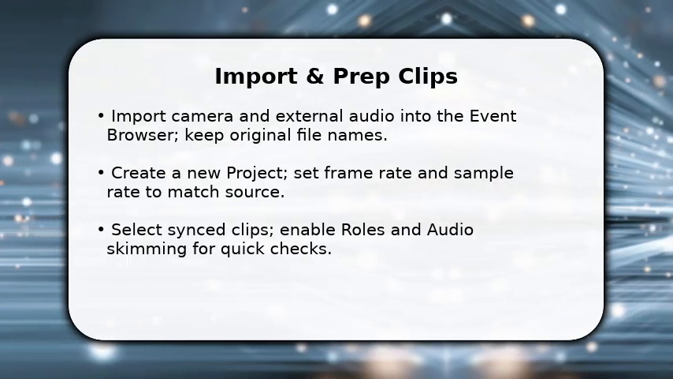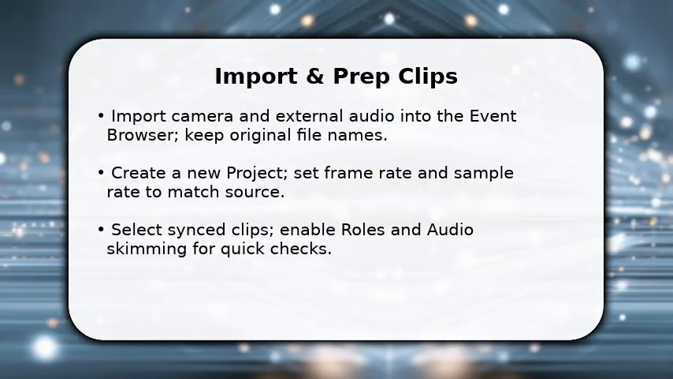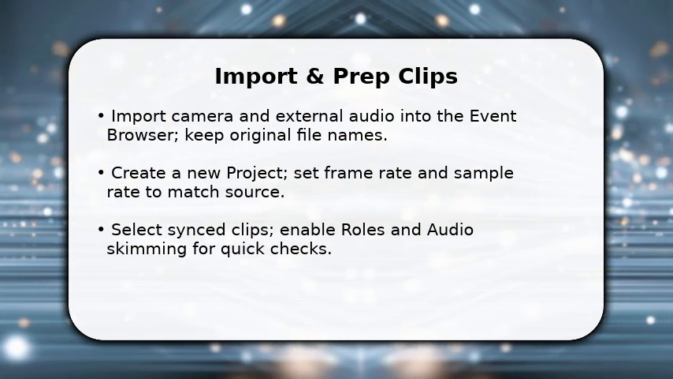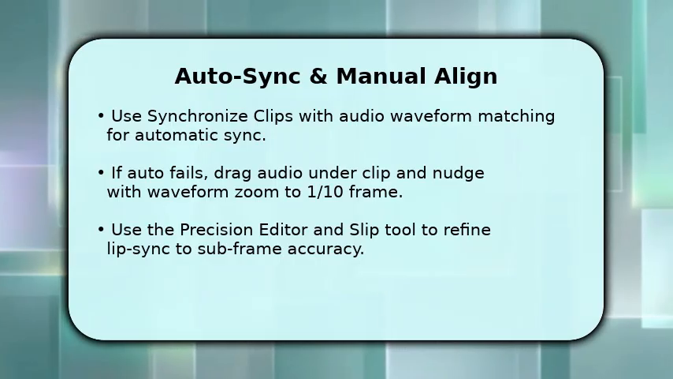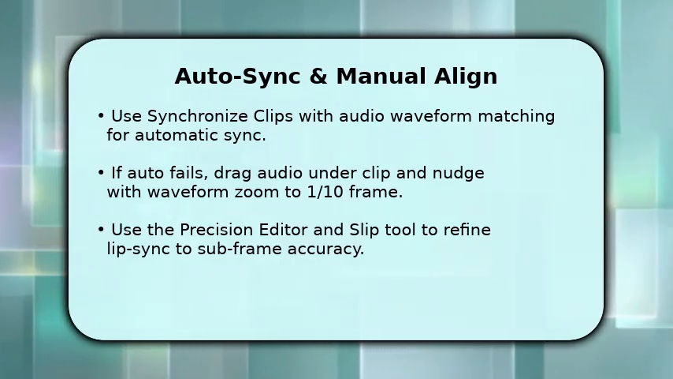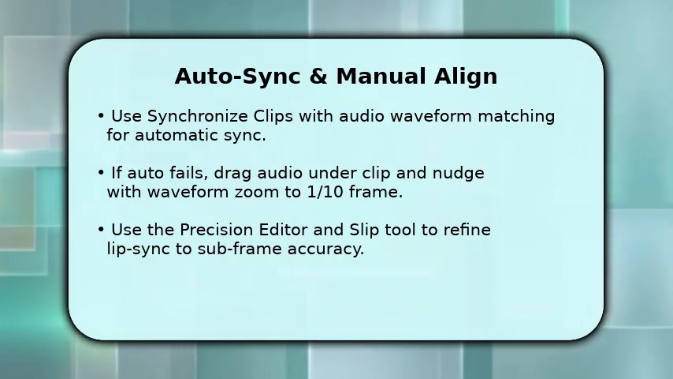Use clear file names or tags now so you can find matching takes. This saves time when you begin automated sync or manual alignment. Choose matching camera and external audio, right-click and pick Synchronize Clips to let Final Cut map waveforms. This is fast and accurate for most takes.